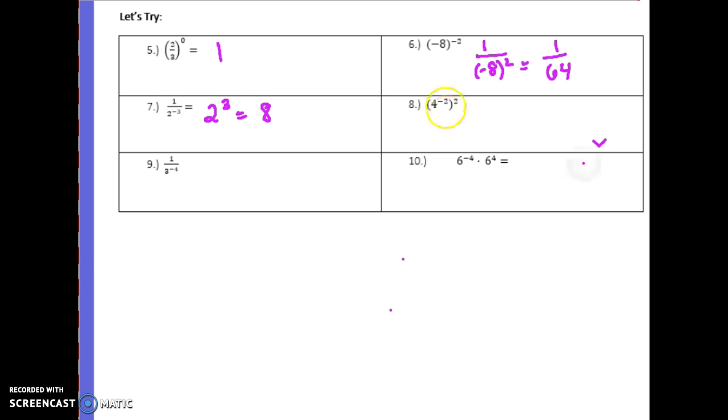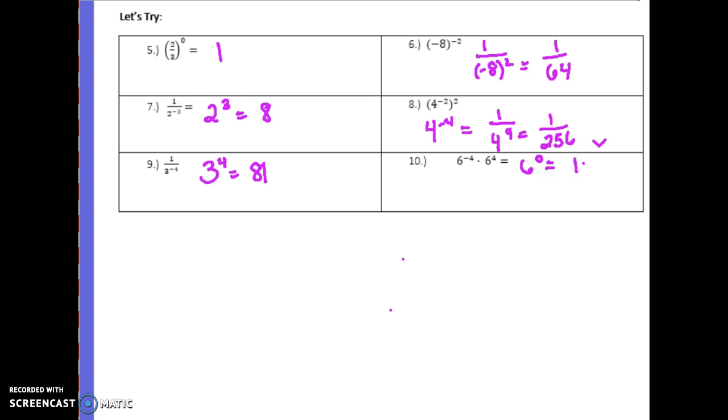If I did this one, I use my property, power to a power, this would be 4 to the negative 4 power, which is the same as 1 over 4 to the fourth, which is 1 over 256. Here we're just going to take the reciprocal, so 3 to the negative 4 on the bottom becomes 3 to the fourth power, which is 81. And this one, we've got the same base, so if we're multiplying, we're just going to add the exponents. We end up with 6 to the 0 power, which we can simplify to be just 1.